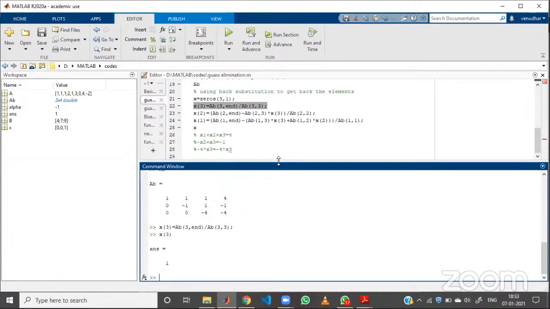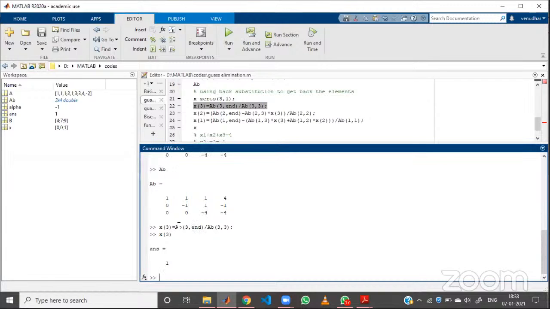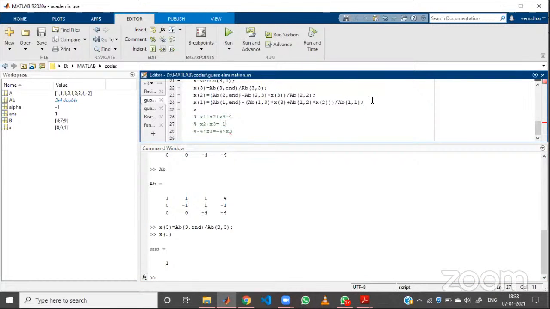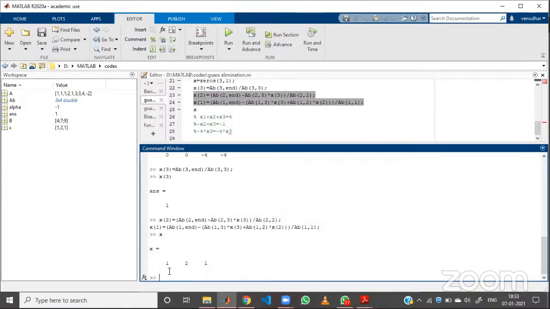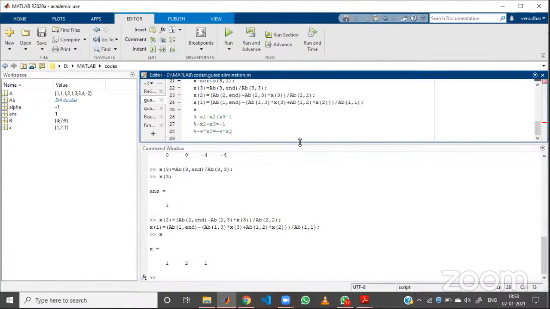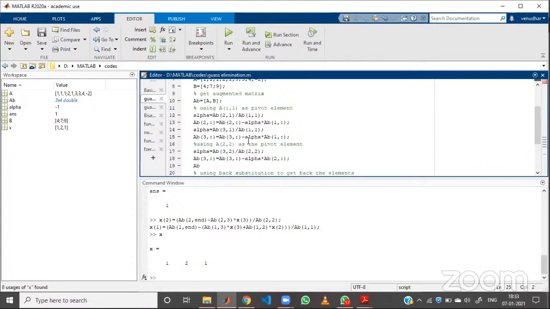See, we got the answer. Let's just see how it is solving. AB(3,n) will give -4 and AB(3,3) will give -4. So -4 divided by -4 will give 1. Similarly, we can do for the others. We can find x2 and x3. Okay, so let's just find C. The answer we got is x1, x2, and x3.